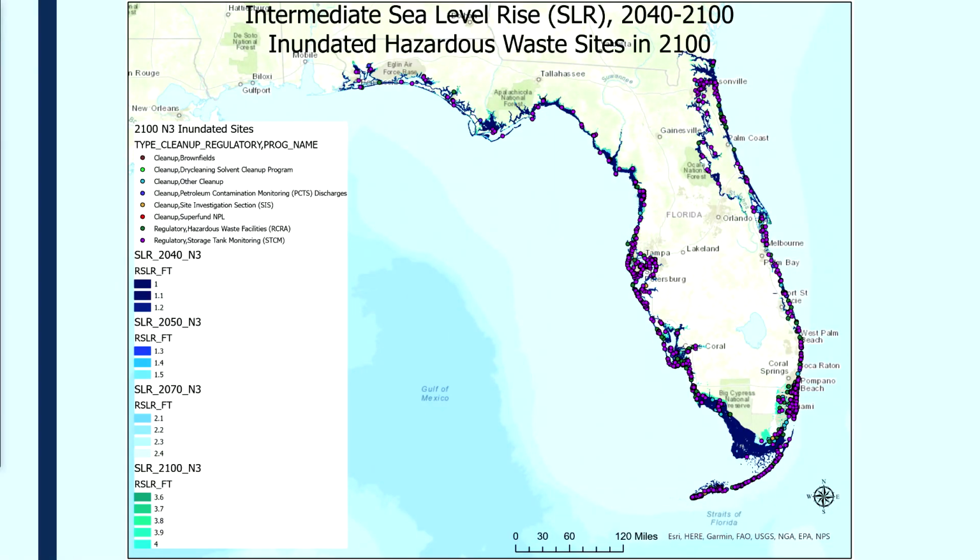Okay, and then this is extrapolating to 2100. We can see there are quite a lot more impacted sites. So you see the variability over time. And again, this is the intermediate sea level rise scenario. When you start looking at the extreme levels, or even one below that, you see quite literally tens of thousands of sites that are impacted.